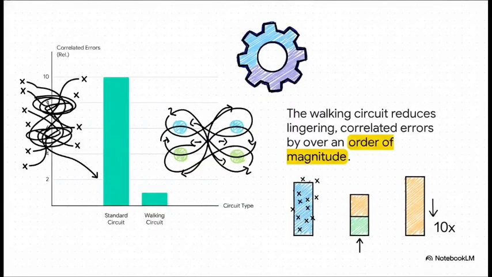So the trick here is pretty clever. The circuit periodically swaps the roles of the data qubits and the measure qubits that check them. By doing this, it makes sure every qubit gets reset over time. And the result? It's huge. Those nasty, lingering correlated errors get smacked down by over an order of magnitude. That is a massive, massive improvement.